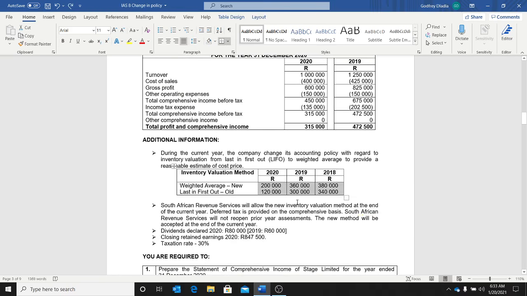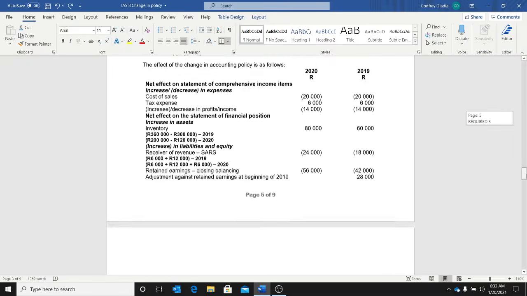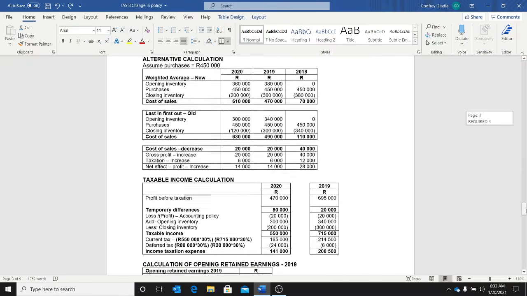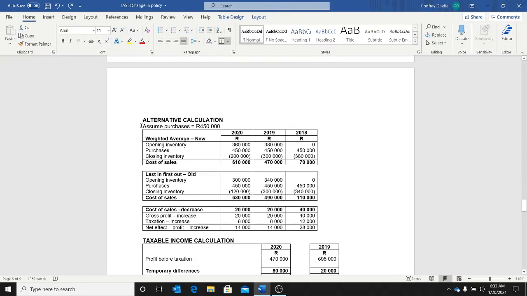You'll realize that the highest figure is about 380. Then I usually say, assume a figure above 380, especially I usually add maybe 50,000 more. Let's say 380, add 50, takes me to 430. But in this exercise, I've gone for 450. And I'm saying, assume purchases to be 450. You can assume any figure above that one, even 500,000, you can assume it, then you'll see.